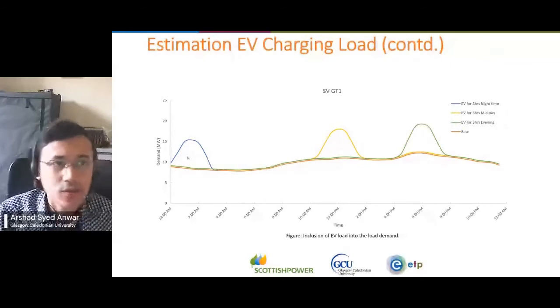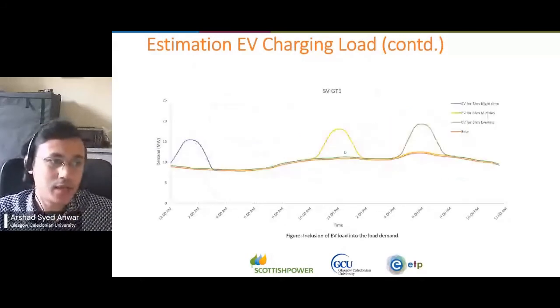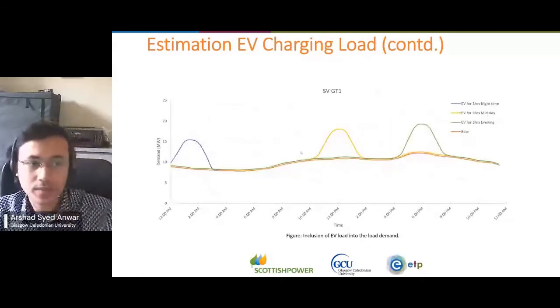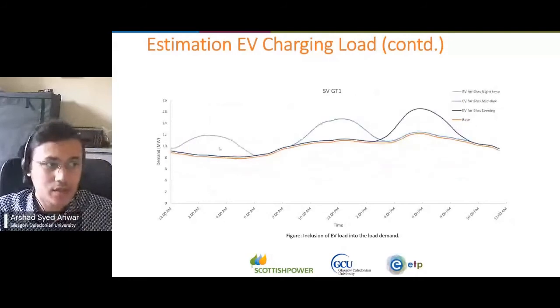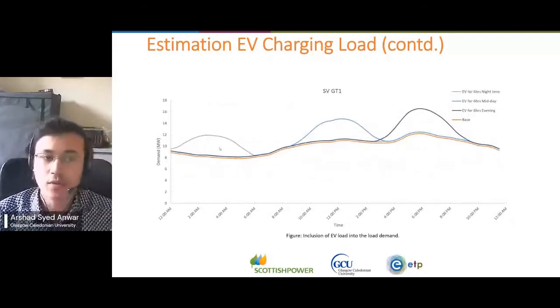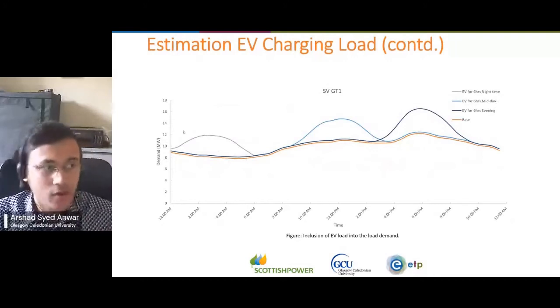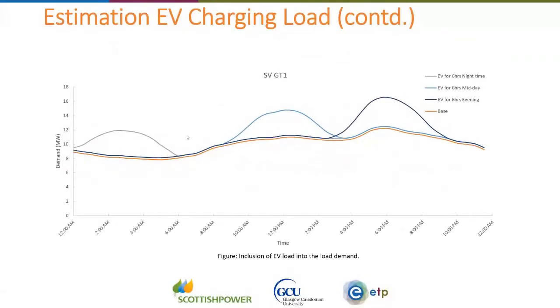Next we have the data provided by ESPN, and from there we have developed this one. Next, if we consider that the EVs are charged slowly over 6 hours, then we have a lower peak demand for the network.